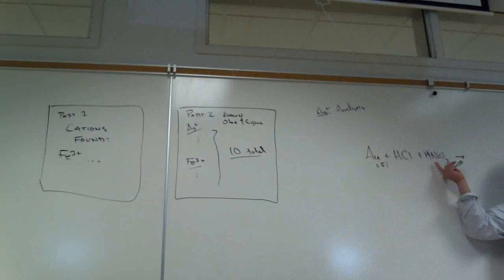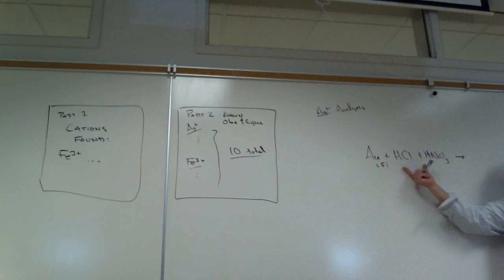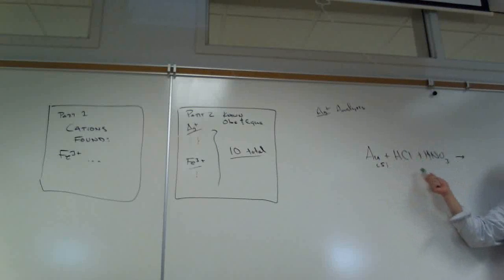Nitric acid is what we call an oxidizing acid because it's a powerful oxidizer compared to HCl. HCl is a moderate oxidizer just because of the H+. But we have nitrate here. It's going to be a powerful oxidizer.